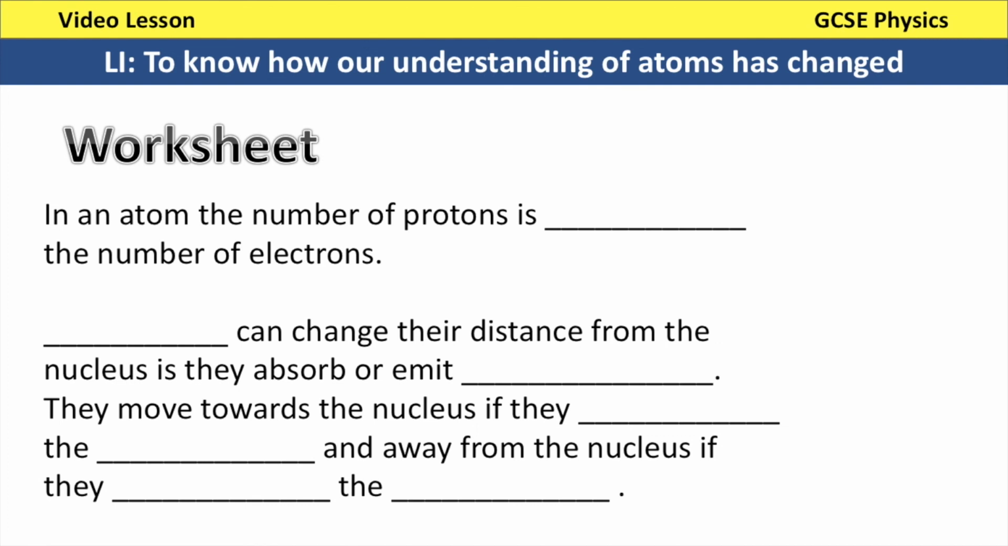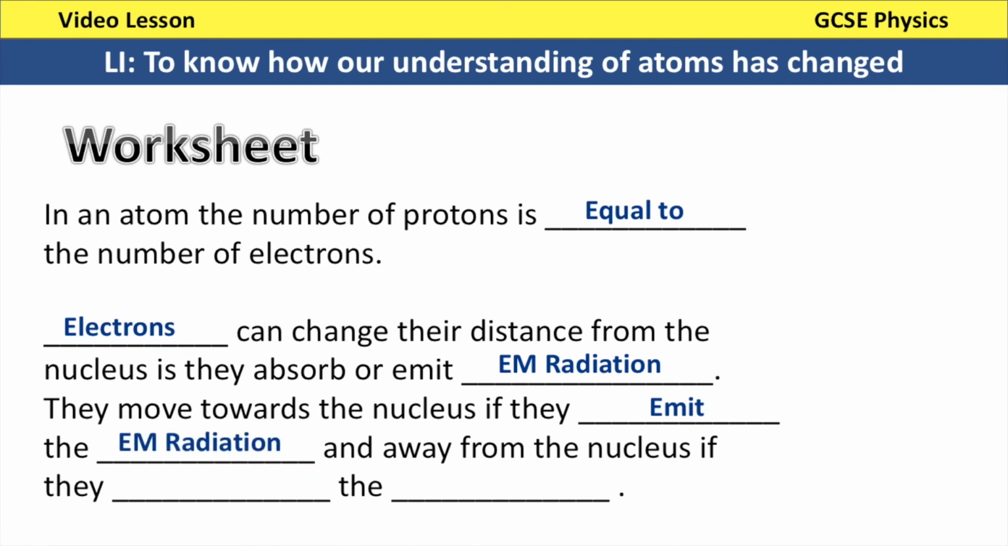In an atom, the number of protons is always equal to the number of electrons. Now we know that the electrons can change their distance from the nucleus if they absorb or emit electromagnetic radiation. They move towards the nucleus if they emit the electromagnetic radiation, and away from the nucleus if they absorb the electromagnetic radiation.